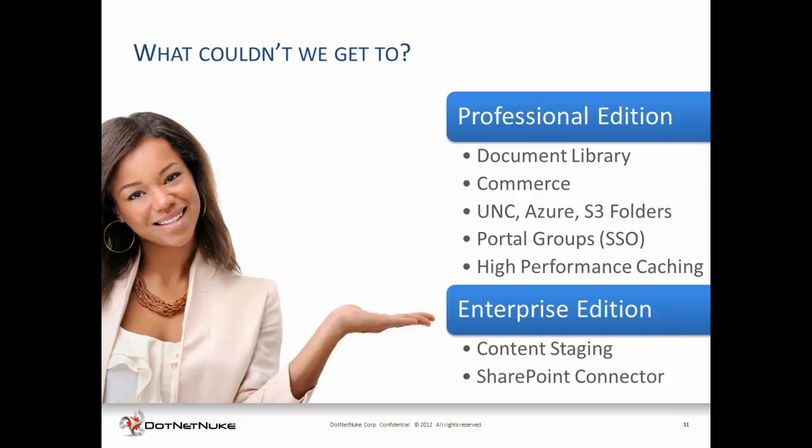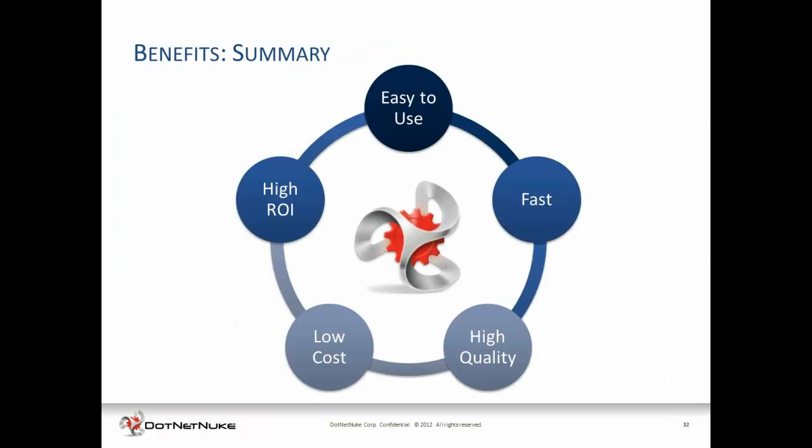So we talked about portal groups. There's also high-performance caching, so that's unique to Professional and Enterprise Edition. So there is a more high-performance caching mechanism, not only for web farms, but for very high-traffic sites, that's part of the platform. And I did talk about content staging in SharePoint just briefly. So hopefully through this demonstration, some of the things I hope I was able to demonstrate for you, and I hope came through, was that .NET is incredibly easy to use.